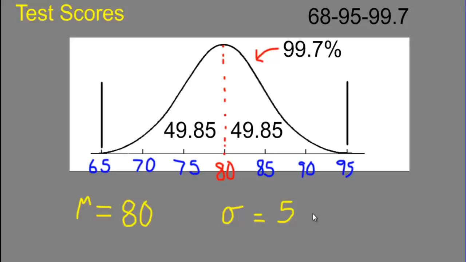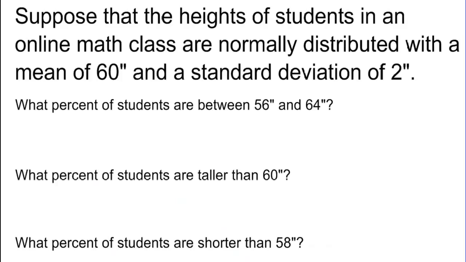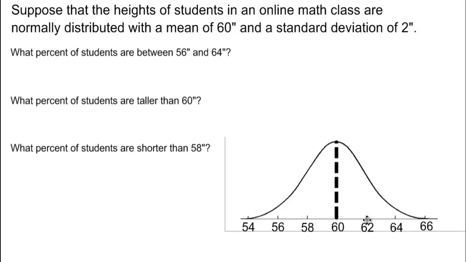Let's look at an example. Our example reads, suppose that the heights of students in an online math class are normally distributed with a mean of 60 inches and a standard deviation of 2 inches. Whenever we hear normally distributed, we want to sketch a normal curve and place the mean and standard deviations on our picture. I have sketched the normal curve and placed the mean, 60, and the standard deviations, 3 to the right and 3 to the left of our mean on our normal curve.